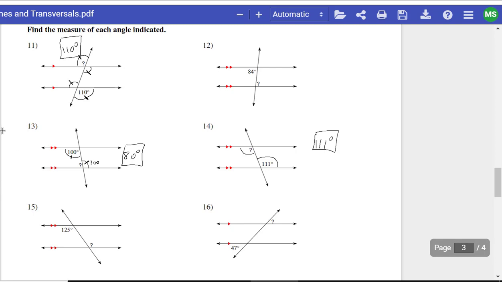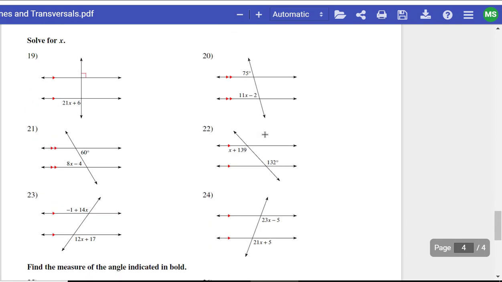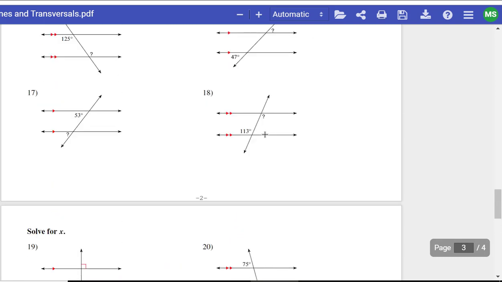Let's continue. Let's do one more. Let's do this one, number 17. I know that these are corresponding angles. So corresponding angles are congruent, so this is 53 degrees. All right, let's get to the hard stuff.